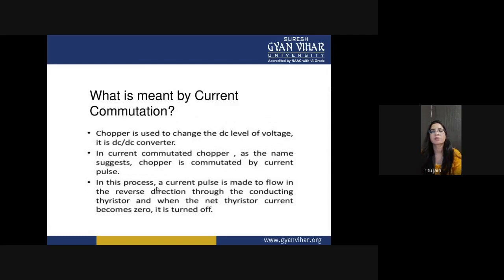So what is meant by current commutation? The chopper is used to change the DC level of voltage, and it is a DC to DC converter. Now, in a current commutation chopper, as the name suggests, the chopper is commutated by current pulses. In this process, a current pulse is made to flow in the reverse direction through the conducting thyristor, and when the net thyristor current becomes 0, it is turned off.